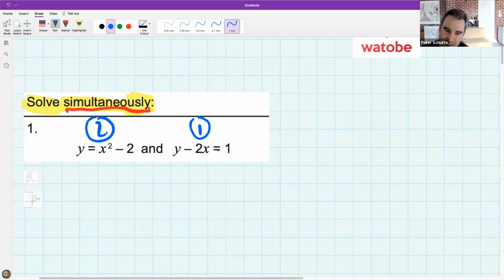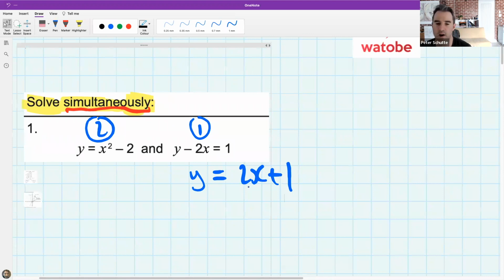But equation 1 is looking a bit messy. And so I'm going to do some rearranging. I'm going to say that y is equal to 2x plus 1. Give me a thumbs up if you understand how I got y equals 2x plus 1. Okay.